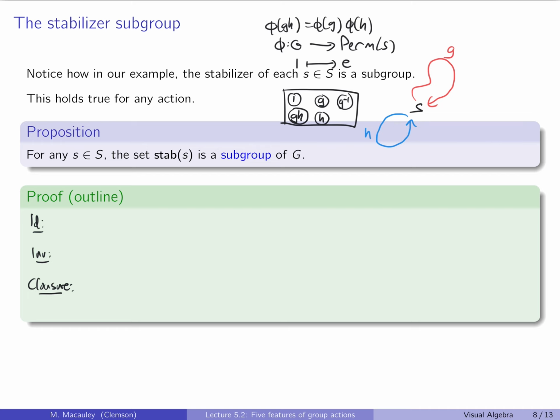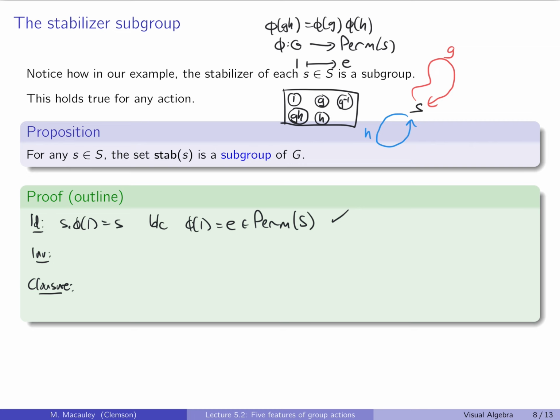Okay, let's actually prove this. Why does the stabilizer contain the identity? Well, S dot phi of 1 equals S, because, as I said up here, phi of 1 is the identity permutation. Homomorphisms send identities to identity.